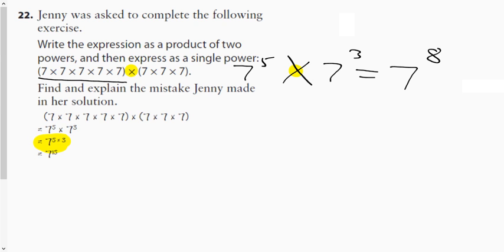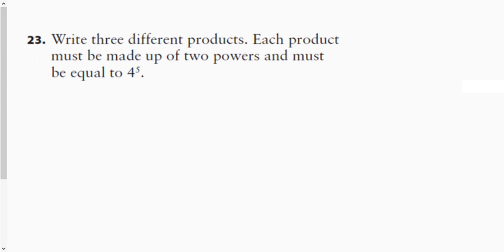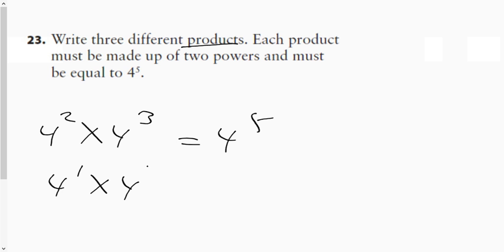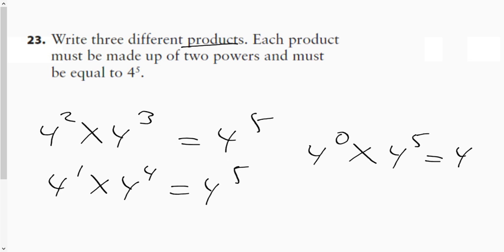Question 23, is this the last one? It says write 3 different products. Each product must be equal of 2 powers and it'd be equal to 4 to the 5th. Okay. So it has to be products, which means multiplication. So I'm going to start with the one that most of you probably had. 4 squared times 4 cubed. Another one you probably had is 4 to the 1 times 4 to the 4 to give you 4 to the 5. Another one is 4 to the 0 times 4 to the 5 is 4 to the 5.